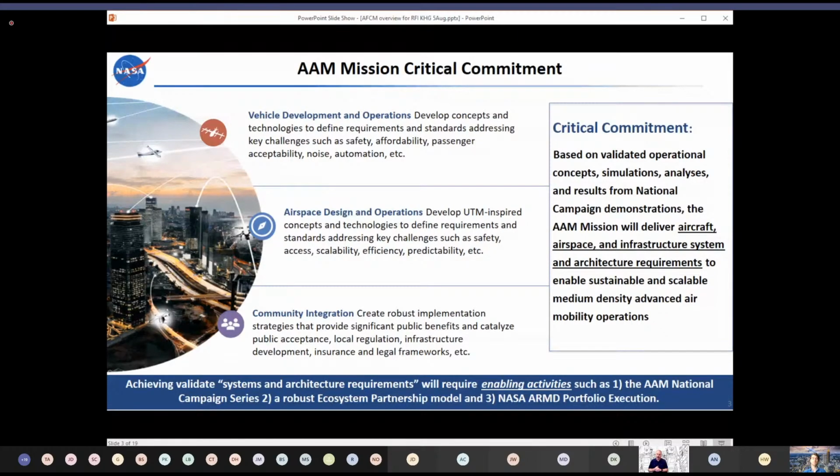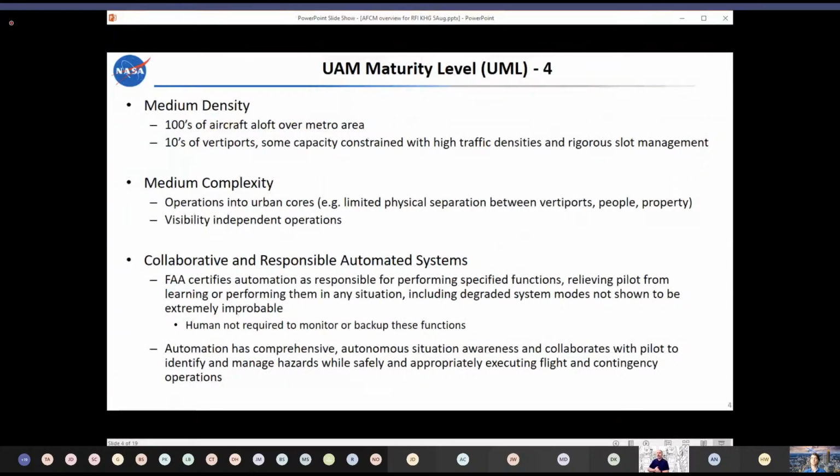So the vehicle automation and operation very much touches all three of the elements in this system architecture. So I mentioned maturity level 4. This is where the urban air mobility system really is at a level where it can begin to scale and provide routine operations in cities around the world.